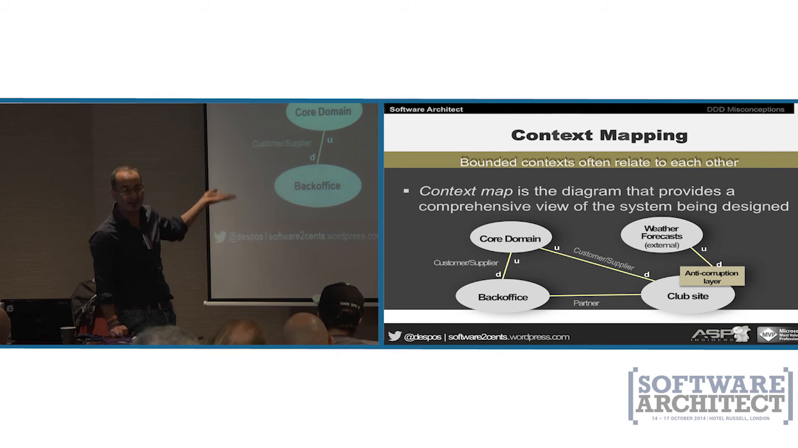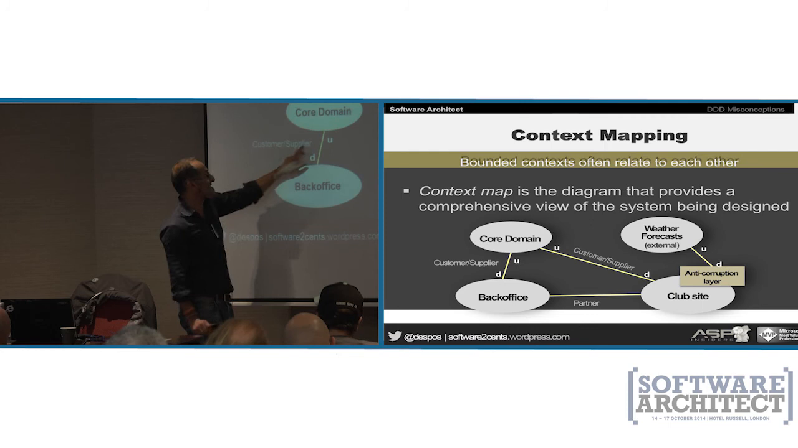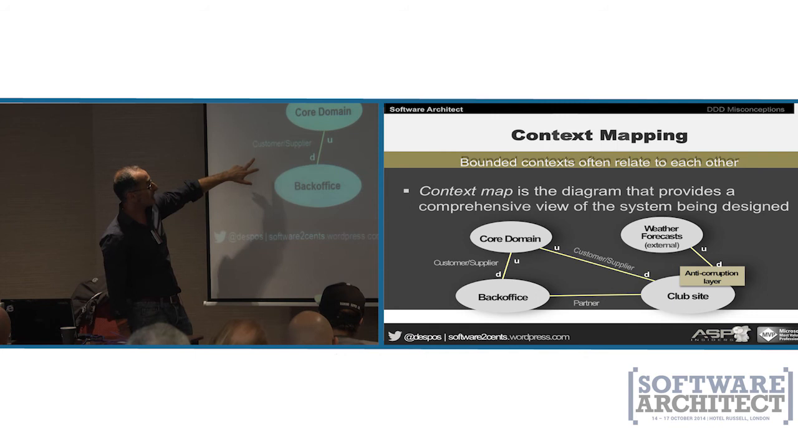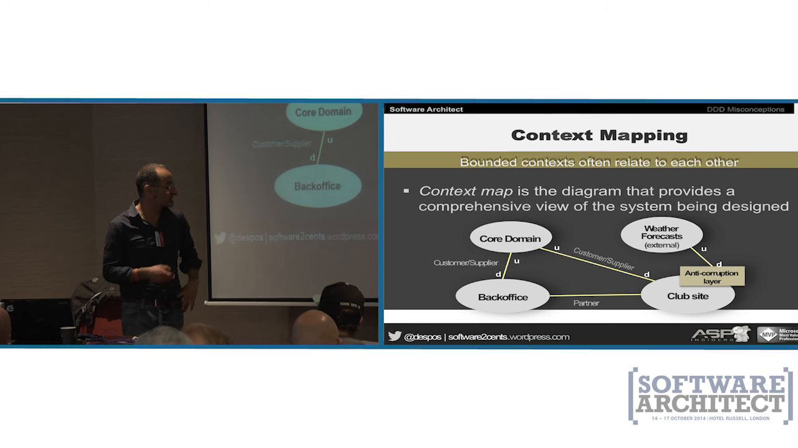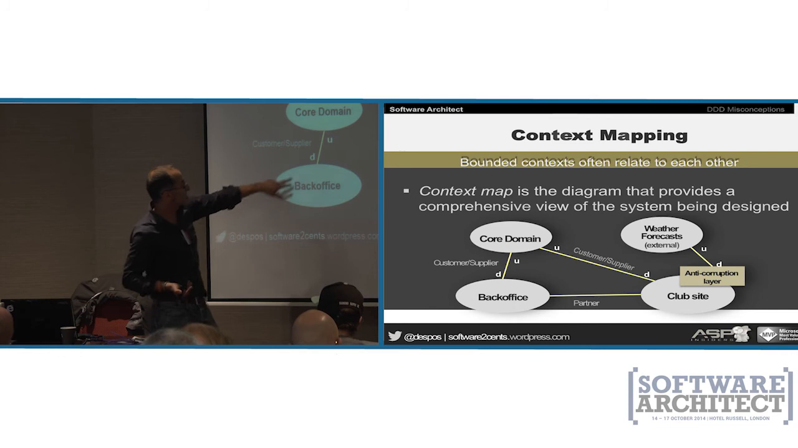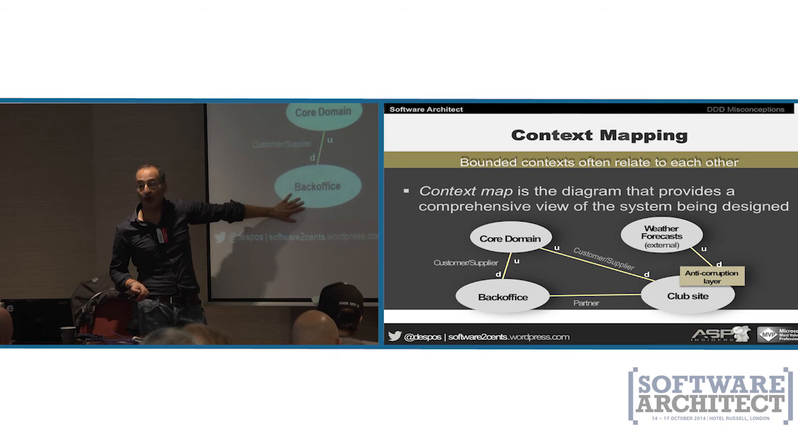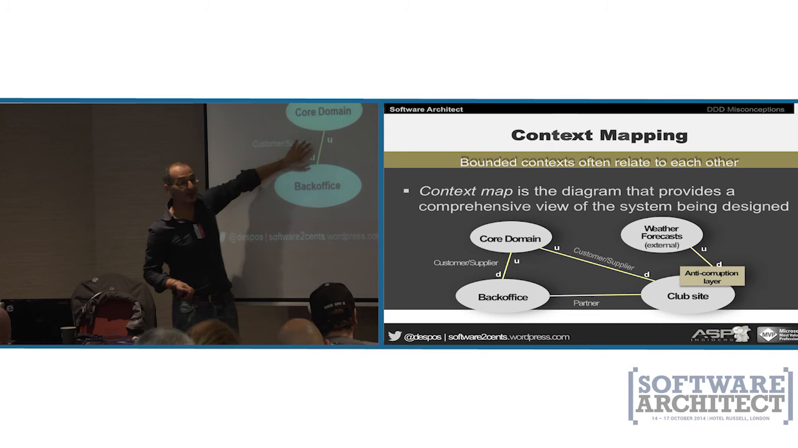One is called customer supplier. It's indicated with a U and D at each side of the arc. U indicates upstream, and D stands for downstream. Essentially, it says that the control flows from the upstream down. So this is the supplier, this is the customer.